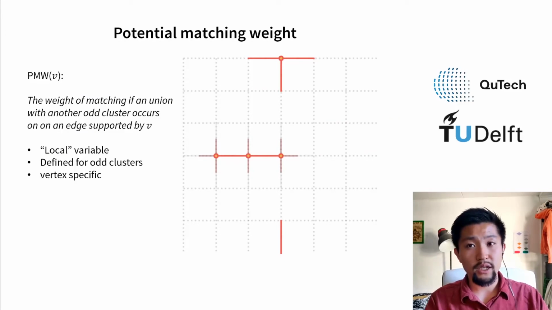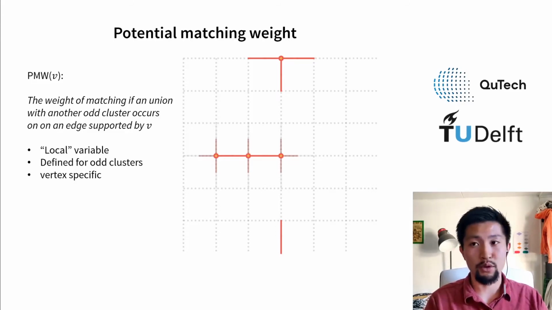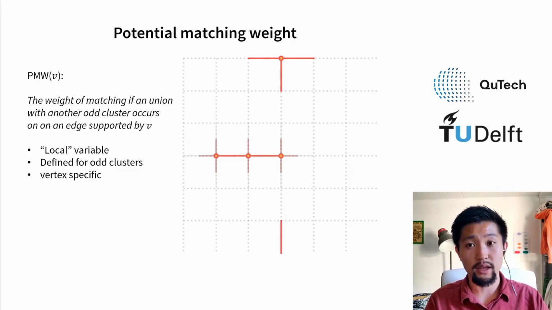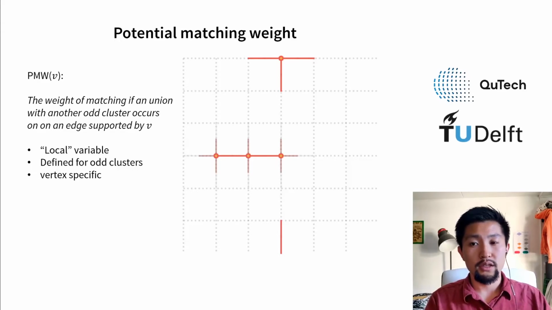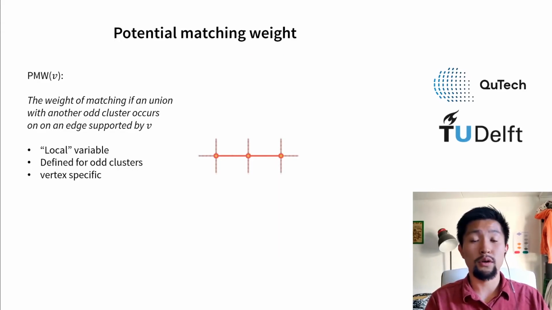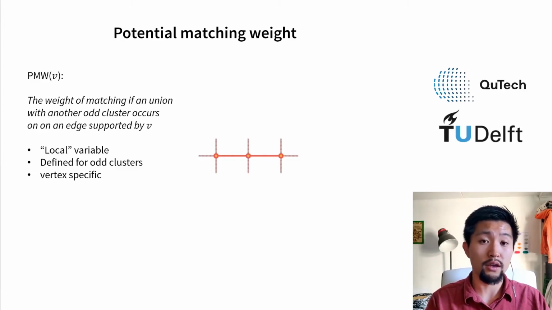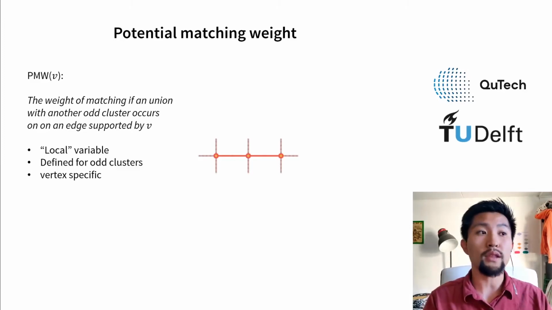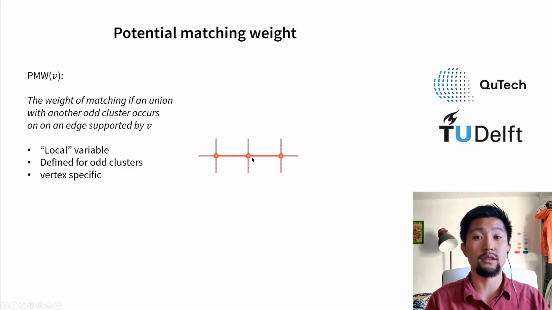The potential matching weight is a local variable specific to a vertex in an odd cluster, and it's defined as the weight of a matching if a union with another odd cluster occurs on an edge supported by that vertex. Let's look at an example. This is a very small cluster of size 3. It has 3 syndrome vertices, as each of these vertices is a syndrome, so it's a non-trivial parity measurement.